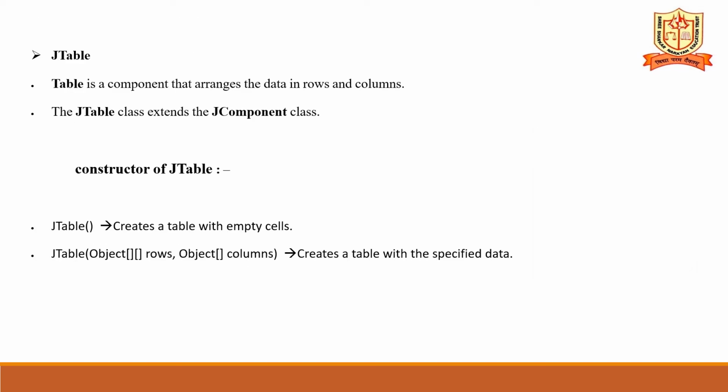The next advanced component is JTable. Table is a component that arranges the data in rows and columns. The JTable extends the JComponent class. Here the first constructor creates the table with empty cells. The second constructor creates a table with specified data. We will see in the example.